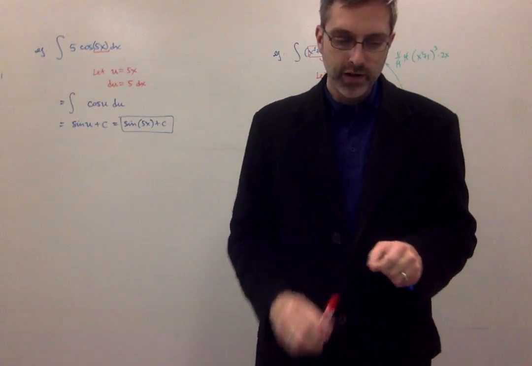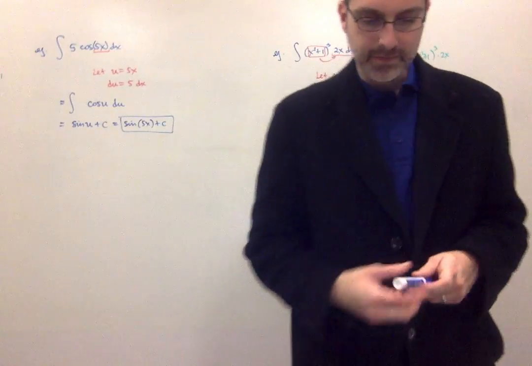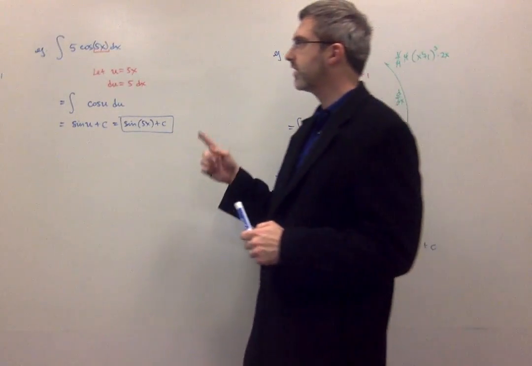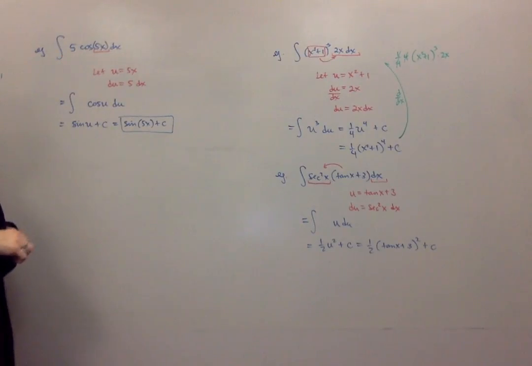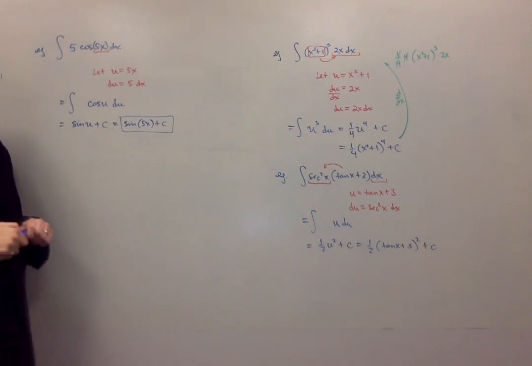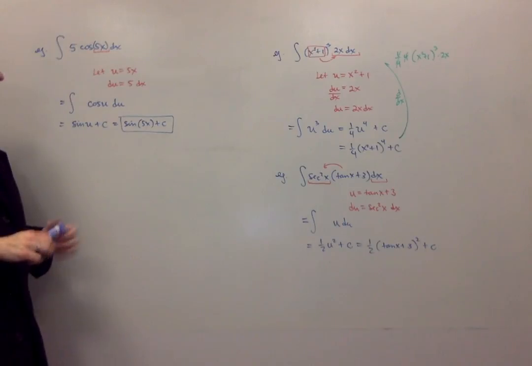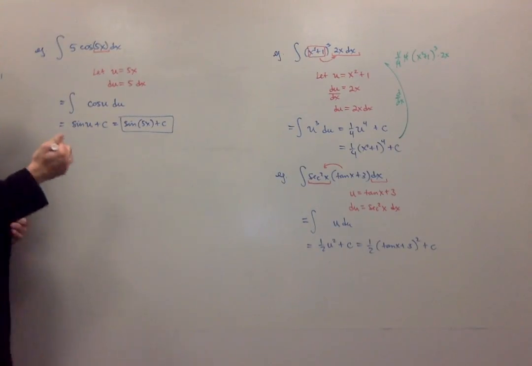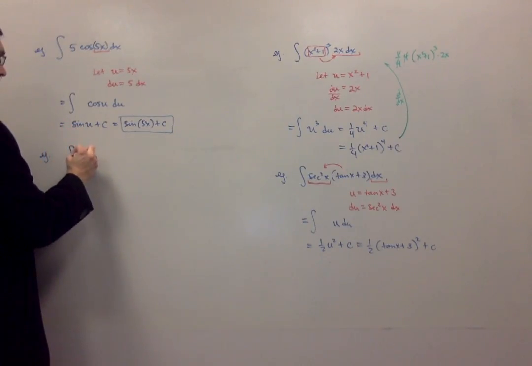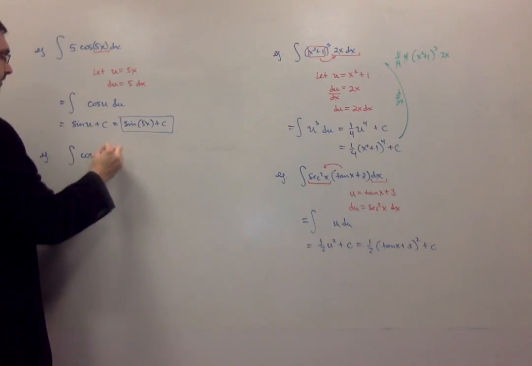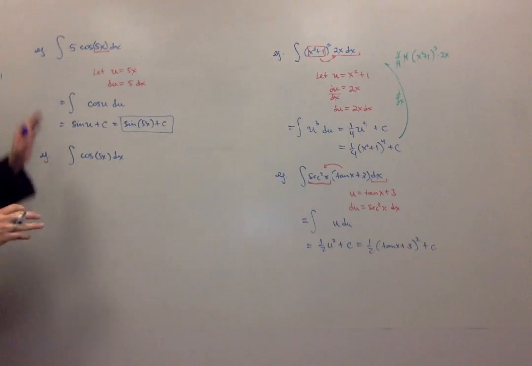Now, one of the things that I want you to think about is, what if this 5 hadn't actually been here? What if the 5 wasn't there? Would that have messed us up? Well, that would have made it a little more complicated, but not really. Let's take a look at what would have happened. Okay, I'm going to do the problem without the 5 there.